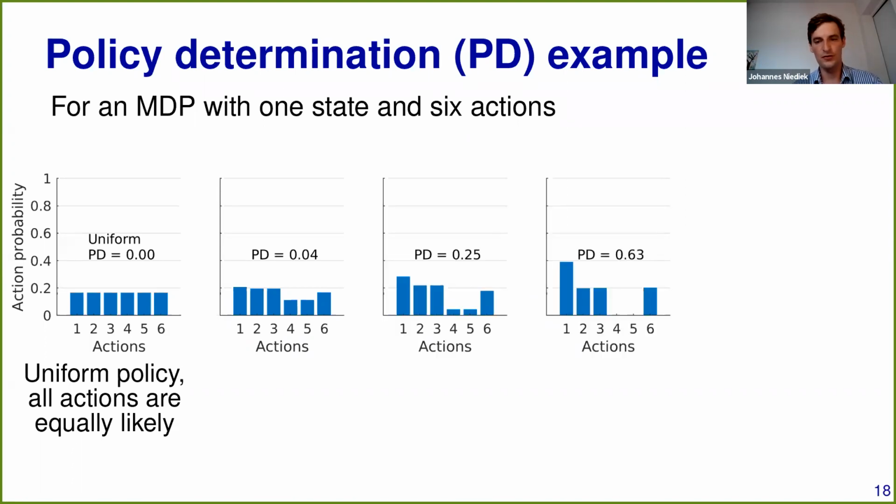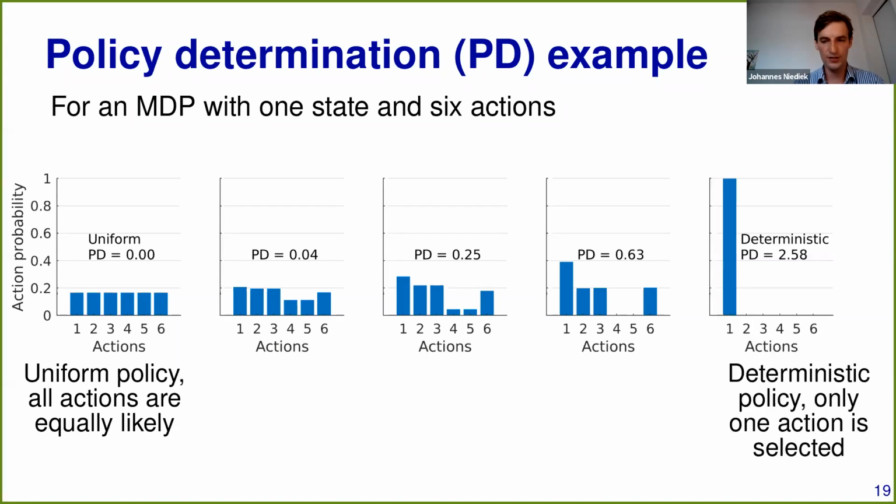And if we continue with this process, PD also increases. And the other extreme case is the deterministic policy, where in this case, action 1 has probability 1, and the other actions all have probability 0, and the PD value is high, 2.6 in this case. So basically, if you think about PD, you can think about a scale between uniform policies and deterministic policies, and PD tells you where you are on this scale.